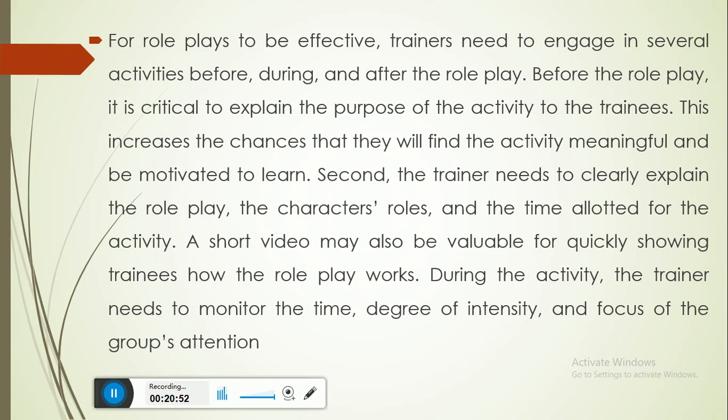As I said, if the company is providing the same type of training every time, they don't need to explain it again. They can just make a short informational video, 50 seconds or 1 minute, to explain the reason behind the role play, the character, what they have learned, what they will learn, and also the effectiveness of the role playing session. During the activity, the trainer needs to monitor the time, degree of intensity, and focus of the group's attention.